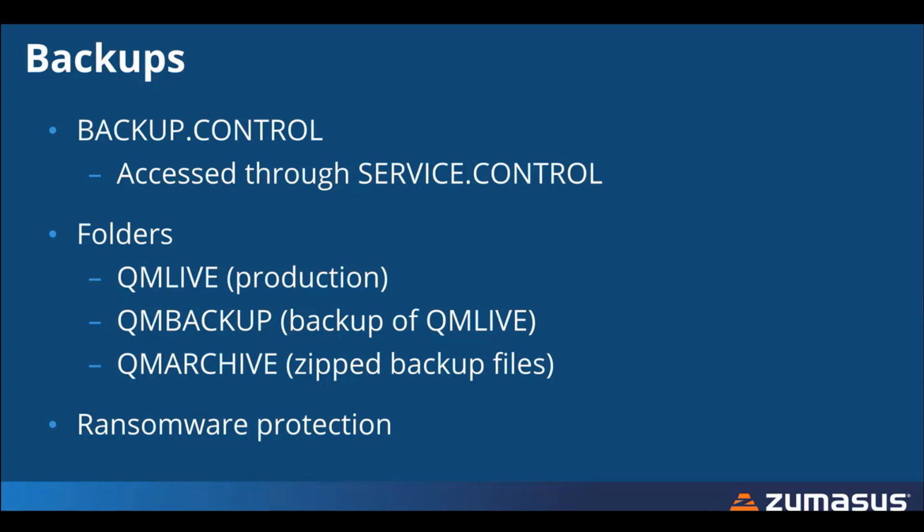We also have a few folders that everyone probably recognizes. And so just a quick explanation, QM Live, this is the production Rover ERP folder. QM Backup is a backup of the QM Live folder. And QM Archive takes the QM Backup folder, zips it up, and presents it for you to take offsite, or you can back it up to the cloud in many different areas.